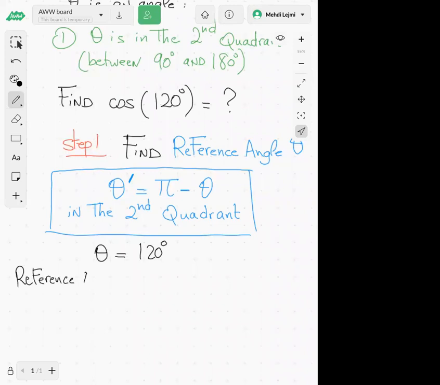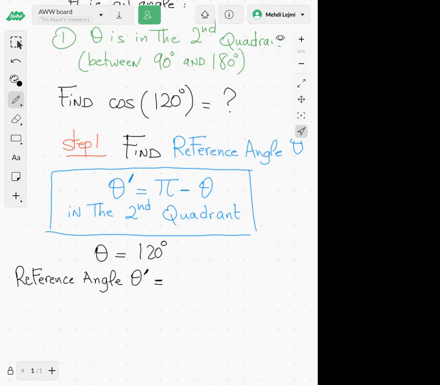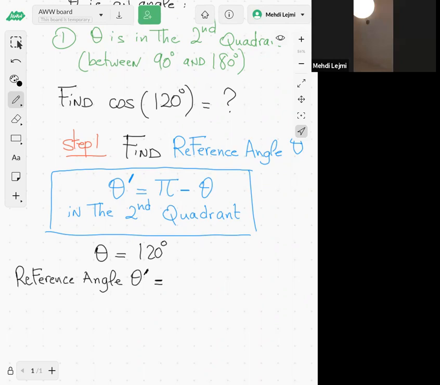But the sign in the second quadrant wouldn't be negative. The sign of what? You mean the sign of the cosine? Yes, you mean the answer is going to be negative. Yeah, that's it. I thought you were talking about the reference angle. Yeah, the answer is going to be negative. Yes, you're right. Absolutely.